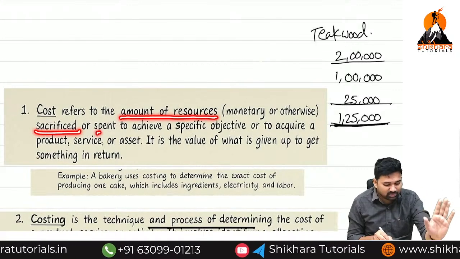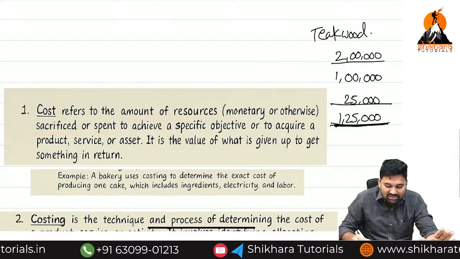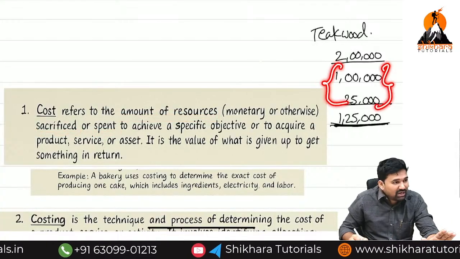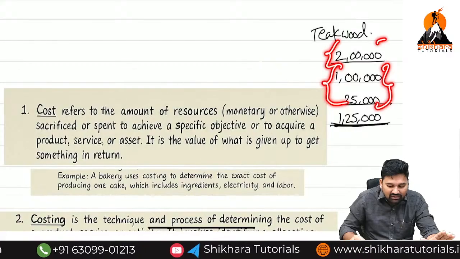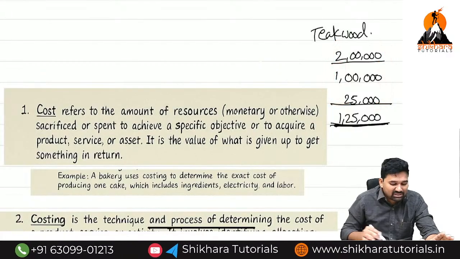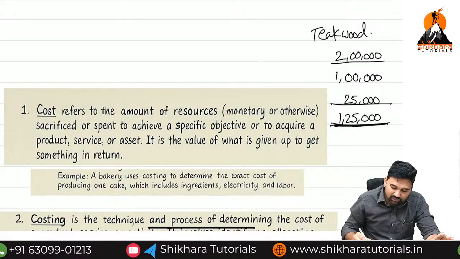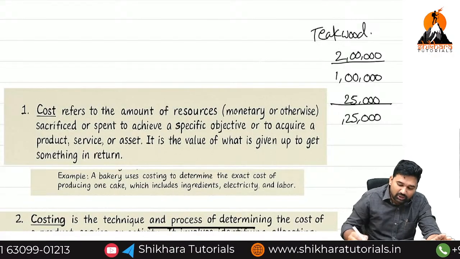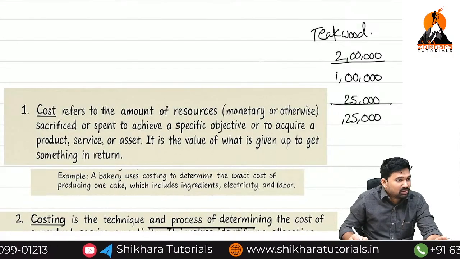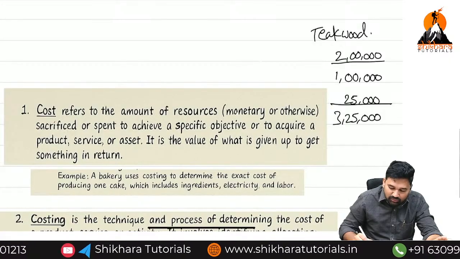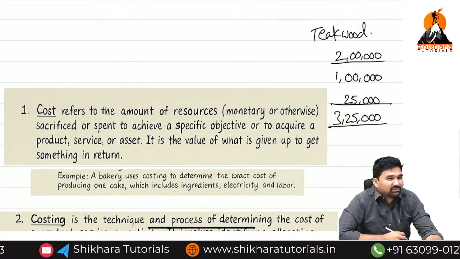Sacrificed or spent. Very good. So what is the amount spent? 1,25,000. What is the amount sacrificed? 2 lakhs. Total sums up to 2 lakhs plus 1 lakh plus 25,000. Total sums up to 3 lakhs 25,000.